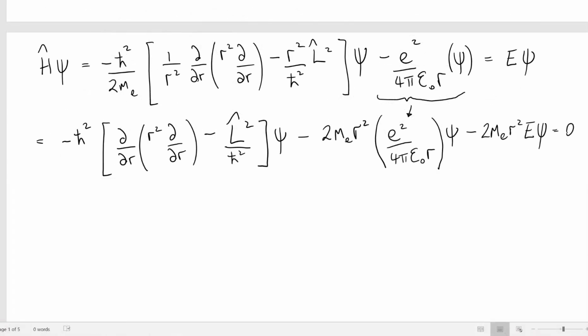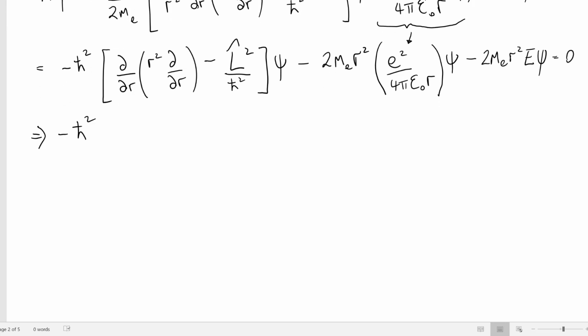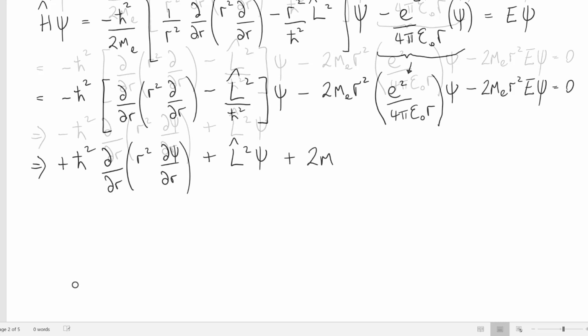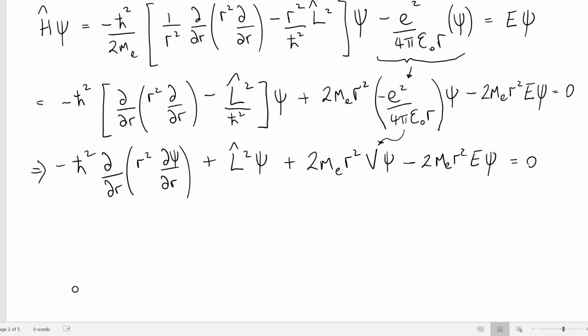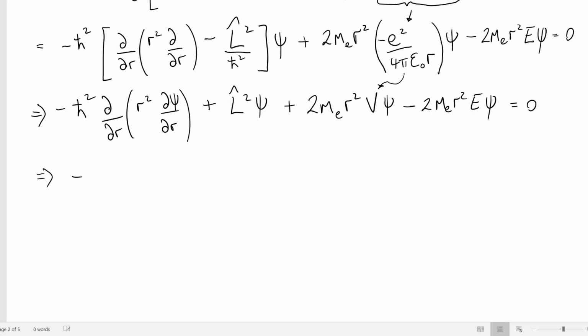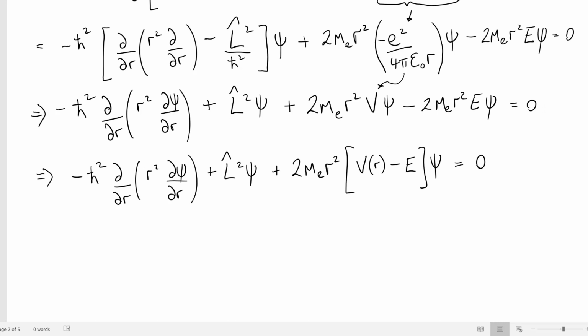Let's again try to simplify and collect these terms together. So a hard part here is to keep track of the pluses and minuses throughout, and notice that we've got a potential. So I've replaced the minus e squared over 4 pi epsilon naught r. I'm simply replacing that with a term that I'm calling V, which is the potential energy, again to simplify things. And now I'm going to further factorize this equation. So we end up with this final version of the Schrodinger equation.